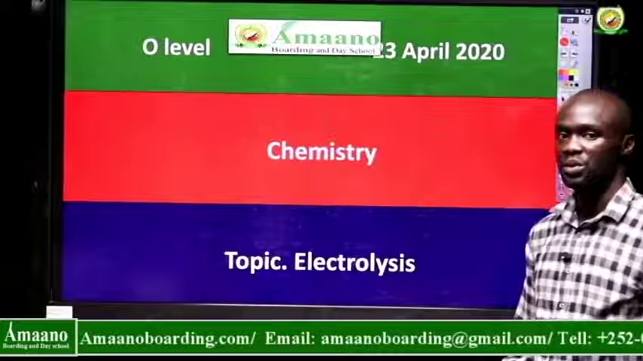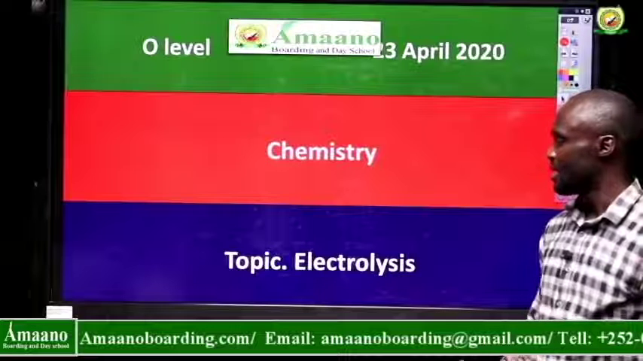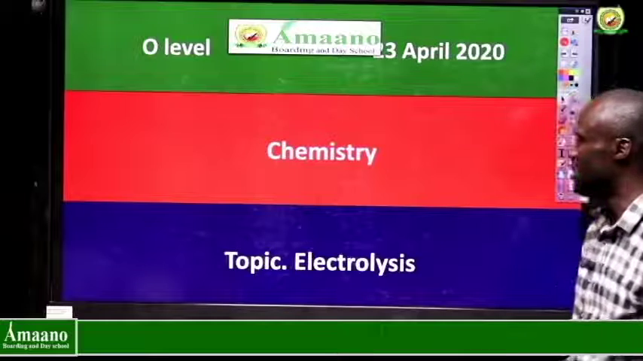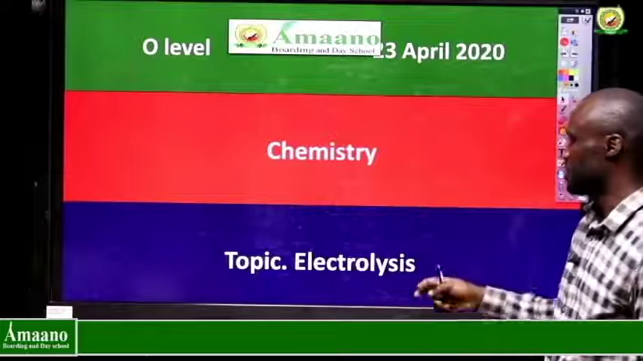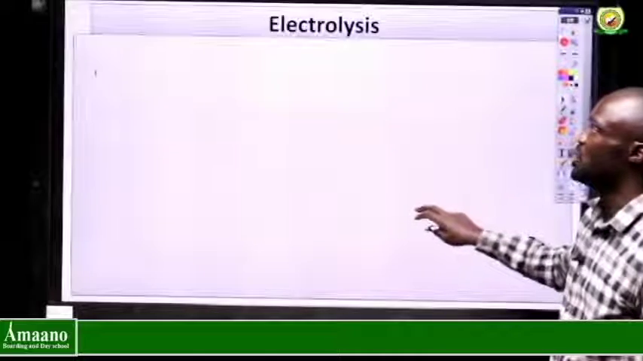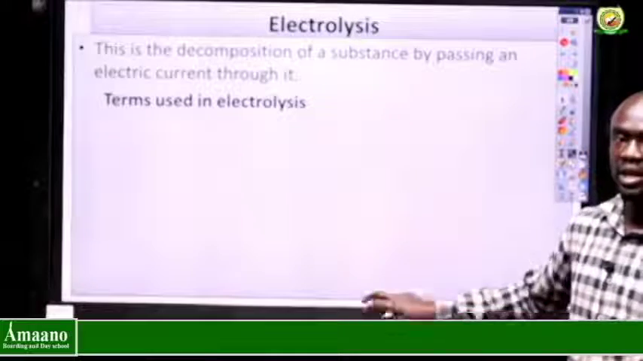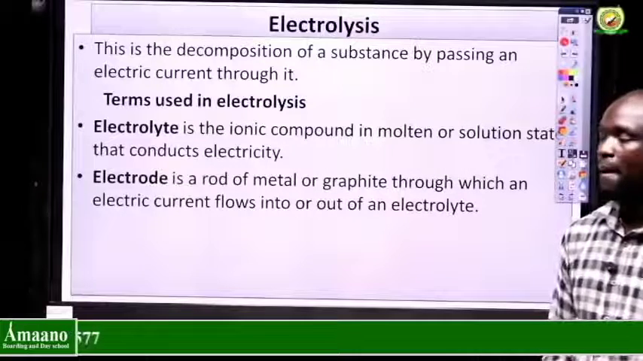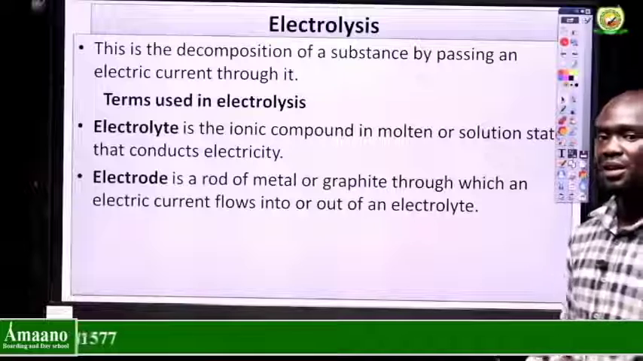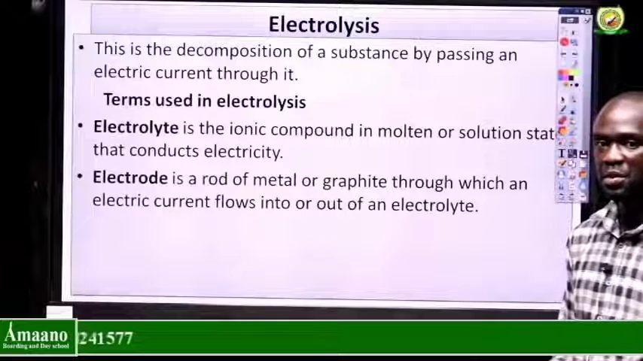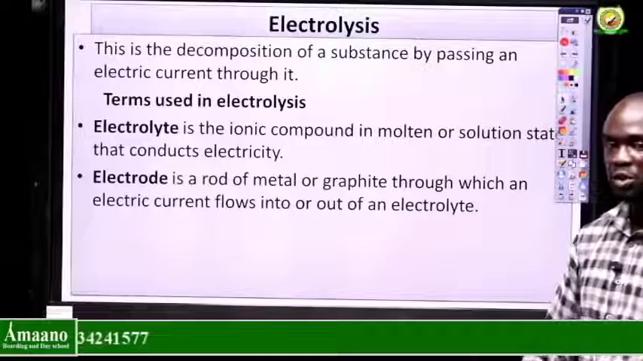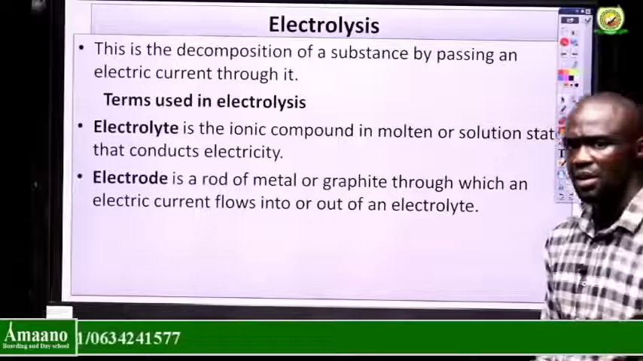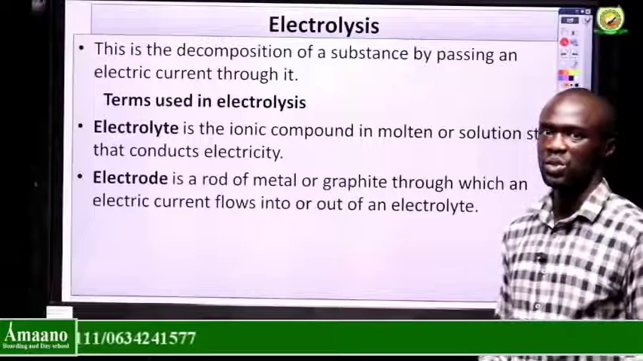In our last tutorial we looked at gases in the atmosphere, and today I want us to have a recap of electrolysis. When you talk about electrolysis, we mean the decomposition of a compound by passing electric current through the compound. Decomposition means breaking it down. And in electrolysis, we have some terms we use.